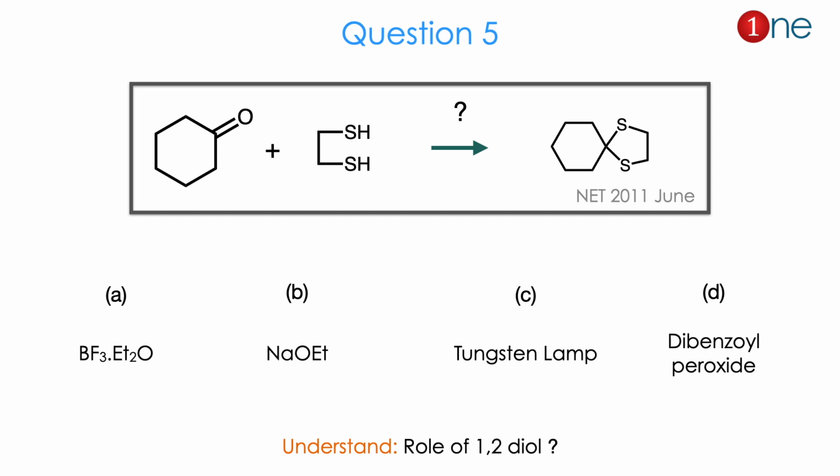Then question number 5. The starting material is heated with a diol, which is ethylene diol, giving a closed 5-member ring formation. They ask you to find the reagent. The reagent is BF3, or base, or tungsten lamp, or peroxide. Here the question is indirectly asking the role of the 1,2-diol, and through which catalyst it can be activated. The answer is A.